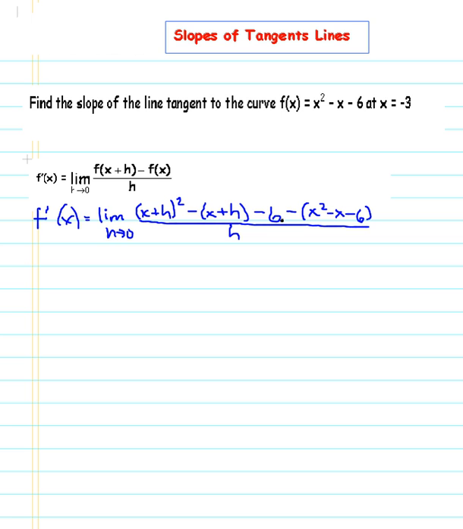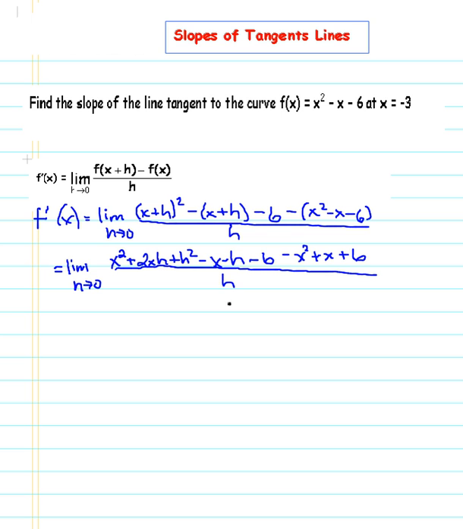Now what we're going to try to do is we're going to try to expand some things and hopefully have some things cancel out. So in our next statement we'll write the limit as h approaches 0 of, using the distributive property for x plus h, we would get x squared plus an inside-outside terms of xh, which would result in 2 xh's, a last of h squared. Distributing the minus here, we have a minus x, minus h, minus 6, and then distributing the final subtraction would result in a negative x squared plus x plus 6. And again, that whole quantity gets divided by h.